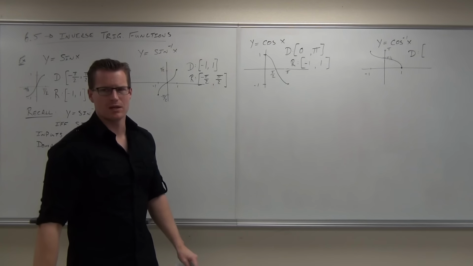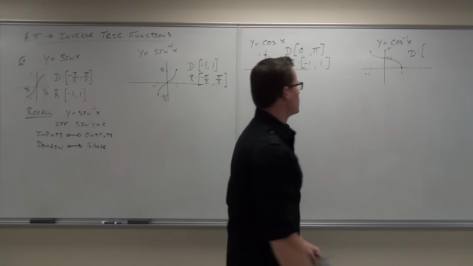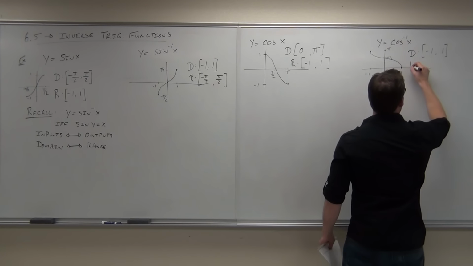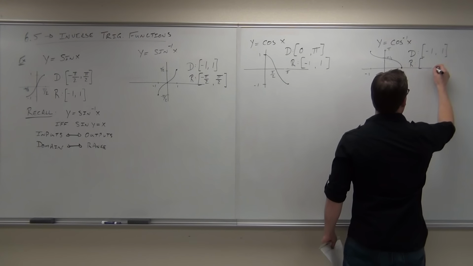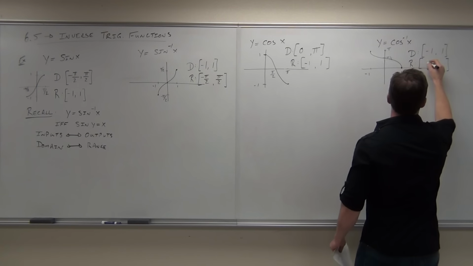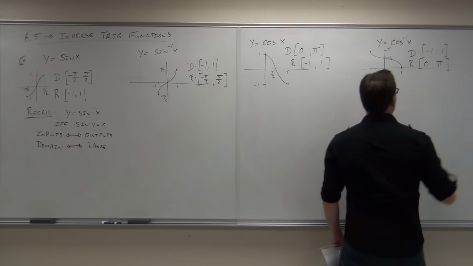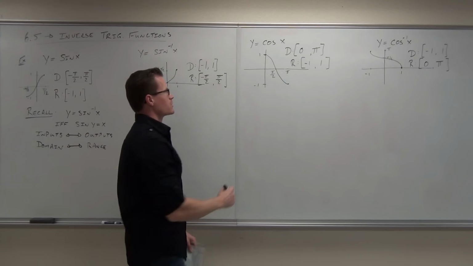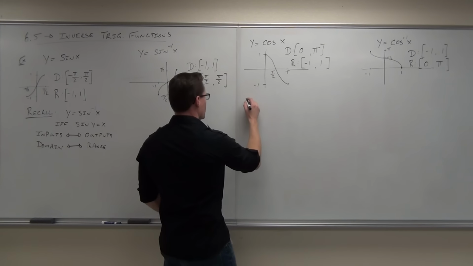What's our new domain for our inverse function? -1, 1. Yep. How about our range? 0 to pi. 0 to pi. These two just switch. We still okay with these ones? Okay, we got several more to do, so we're going to kind of kick it up a little bit. Let's talk about tangent.